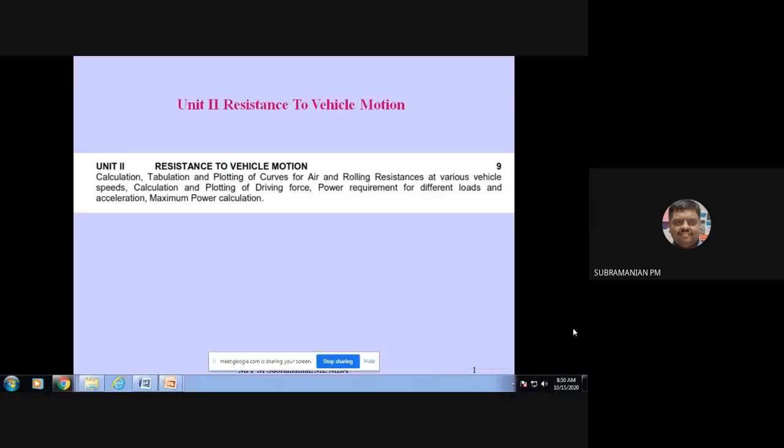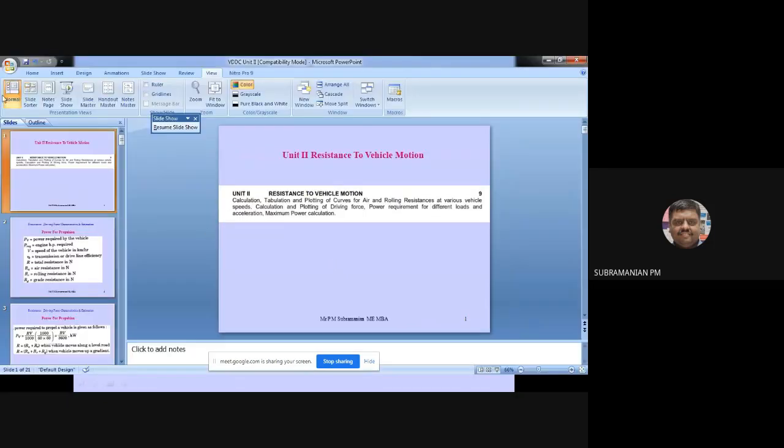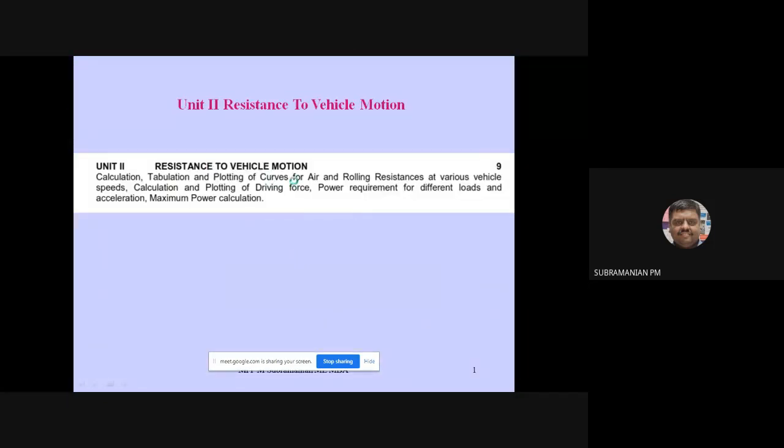See, in this unit 2, we are going to see resistance to vehicle motion. Resistance to vehicle motion means I have to drive my vehicle. That is, from the engine I am getting power and I have to move forward, okay? But moving forward, we have to understand the dynamics involved in it. That is, what forces will be assisting us in driving and what forces will be opposing our driving.